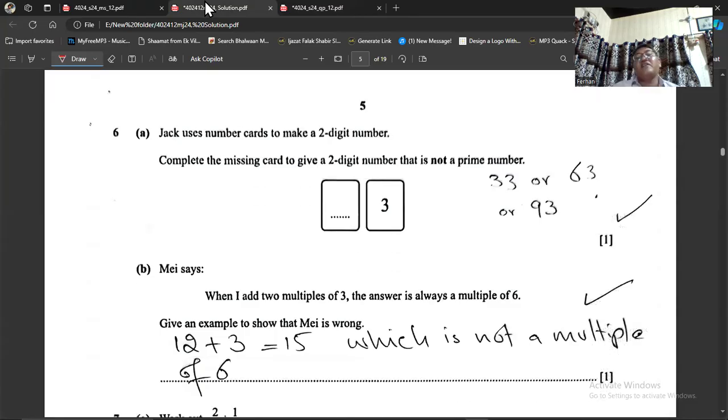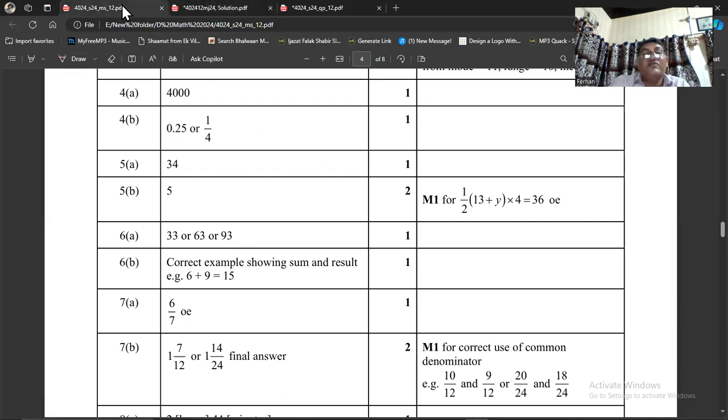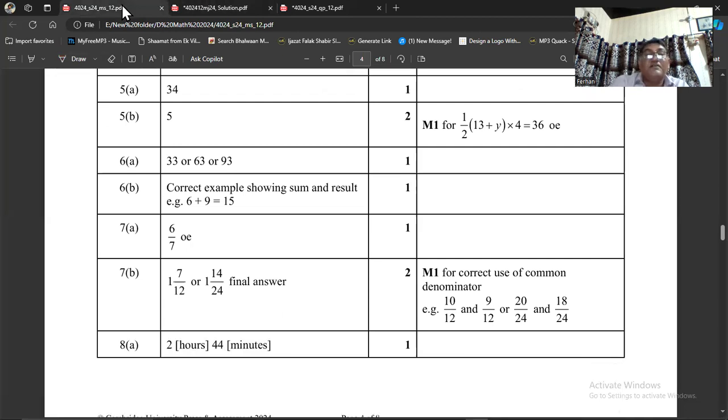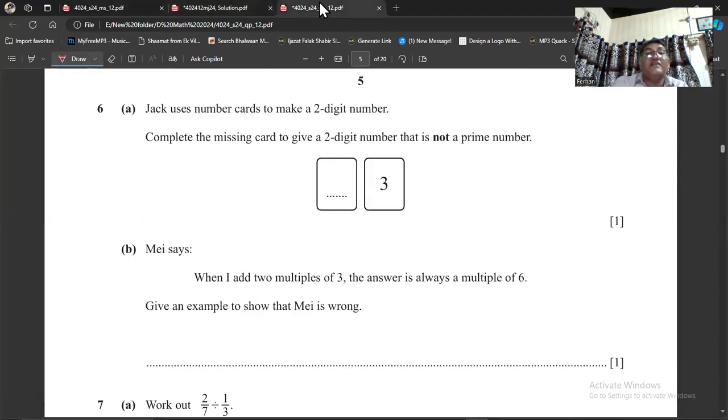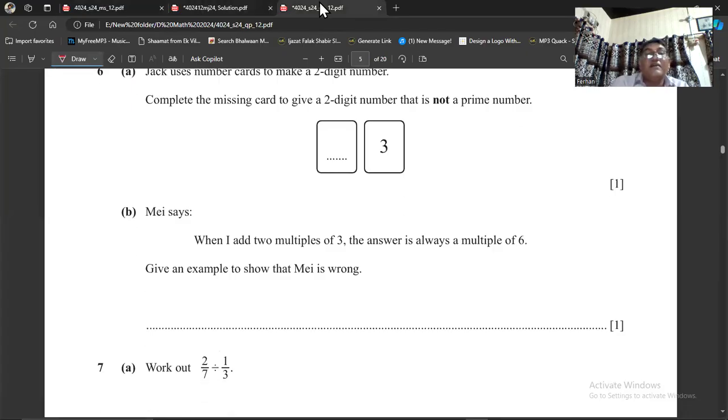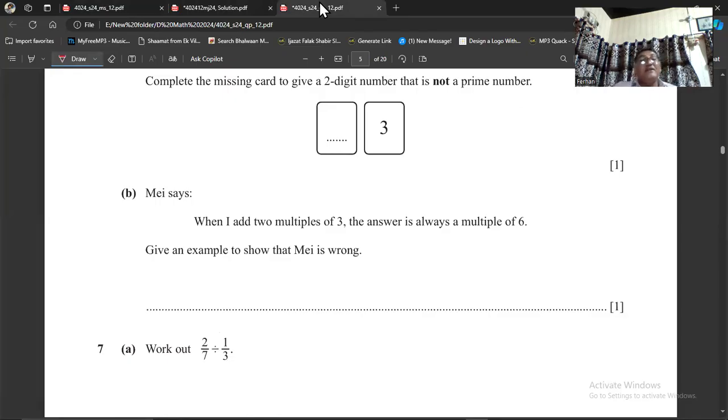You can write 33, you can write 63, or you can also write 93. Okay, so these numbers will be not prime. Okay, so this is how we have done this. I hope you understand.